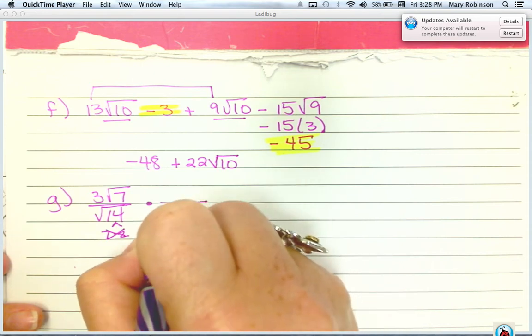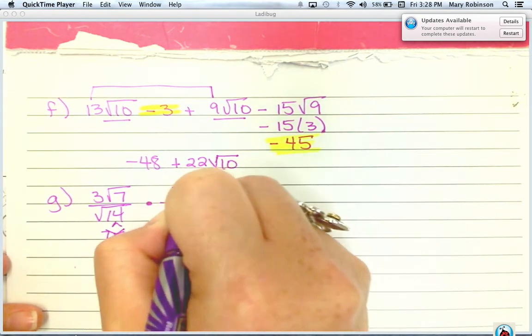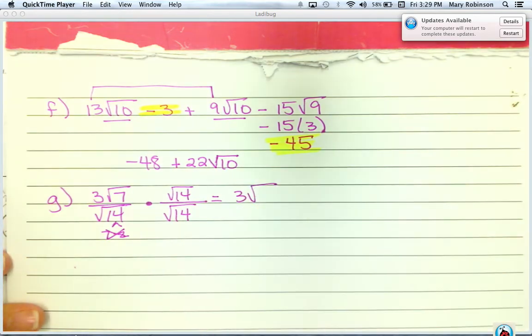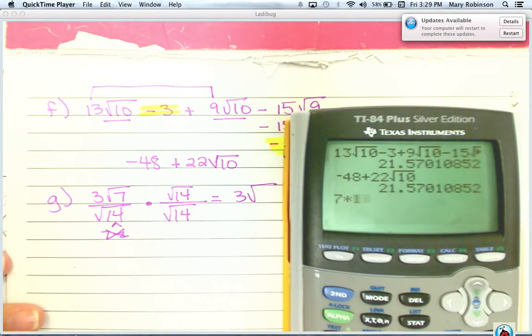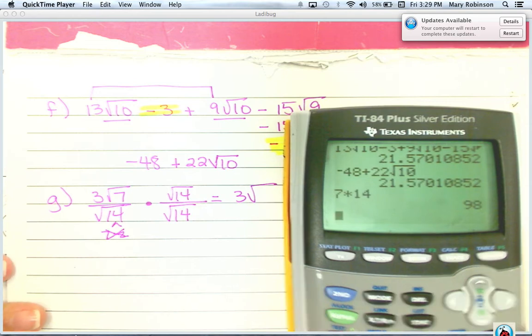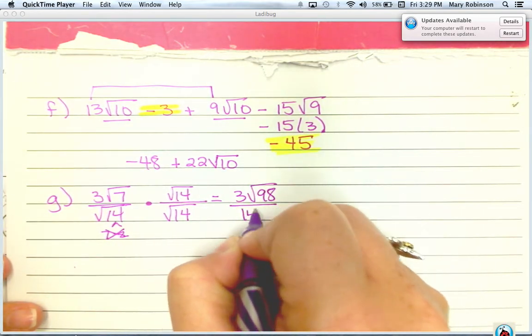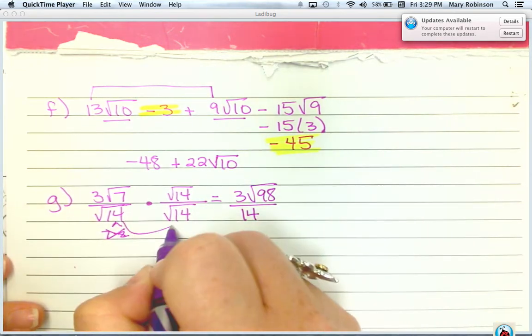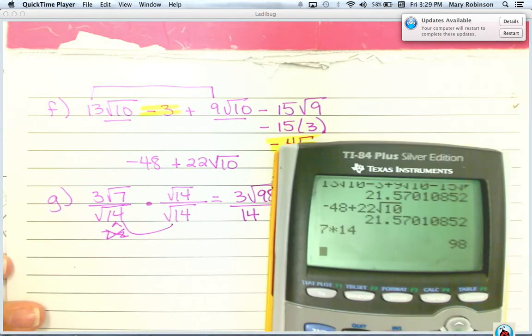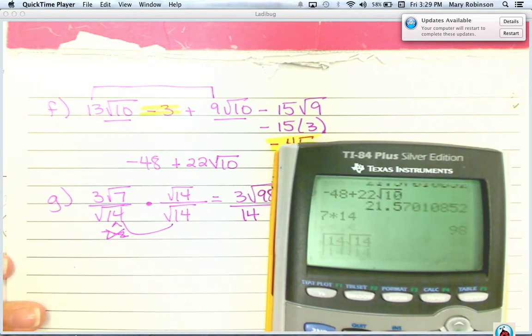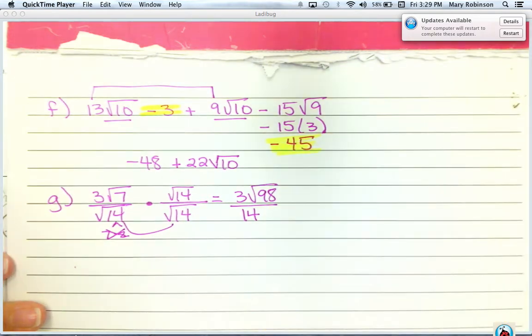So if I multiply by the square root of 14 on the top and the bottom, I get 3 square roots of 7 times 14 is 98. Some of y'all might have seen a shortcut, and that's cool too. And then square root of 14 times square root of 14. Remember, if you ever get confused, just type it in, and you'll get 14.